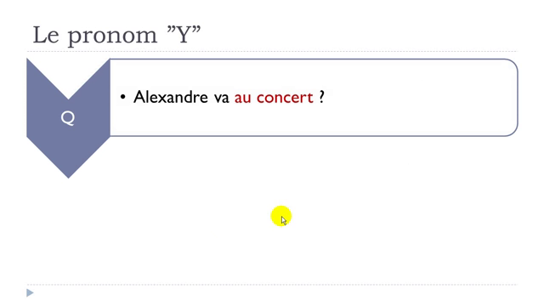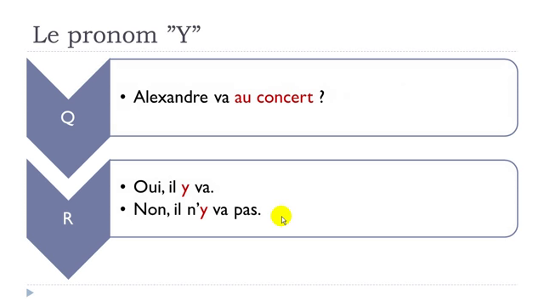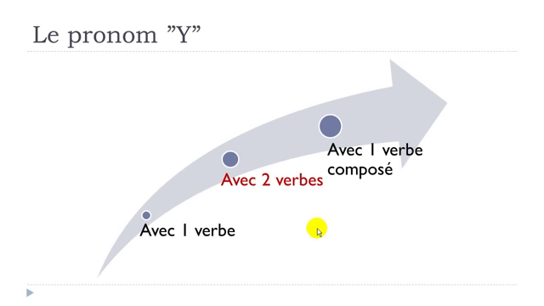Alexandre va au concert? Oui, il y va. Non, il n'y va pas. Okay, so no changes from what we saw previously. Okay, so before your verb, and then here, when you get the negative form, your ne is coming before the pronoun, and then your pas is coming after your verb. Okay? When you get two verbs now.